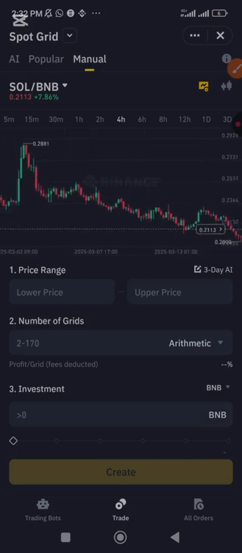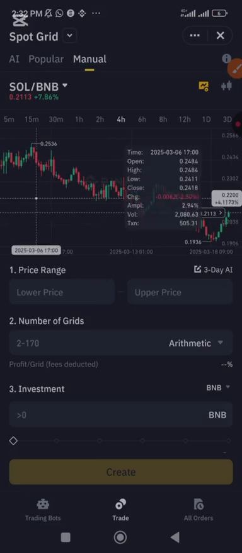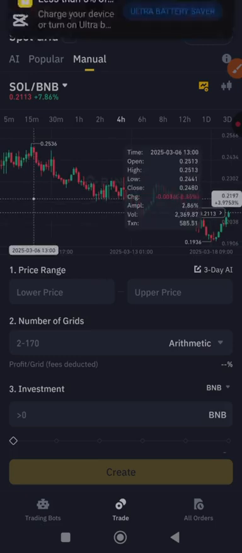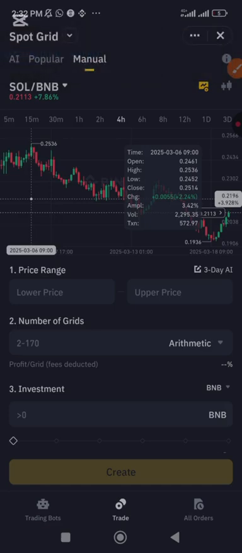Okay. See another peak, what is it called? 0.2536. I think the date is 6th of March, I think it was even this month. Today's date is 19th. So on 6th of March, Solana went to, the price was around 0.2536 against BNB. So I can use this as my resistance level.